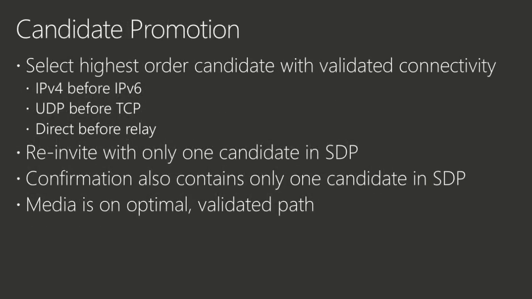Then, all of this we cannot see in either Snooper or the traffic that we capture with Charles. However, we can see that in Netmon, for example, but it's a little bit difficult to read because there's a lot of connectivity checks going on. What we can see again is the candidate promotion. So after the other person picked up and we have identified the best candidate, we can see which candidate that is. The rules are we prefer IPv4 over IPv6, we prefer UDP over TCP, and we prefer the more direct path. We will then see in our logs a re-invite, and then there will be only one candidate in the SDP, and that will be used as the candidate that we want to use for this call.